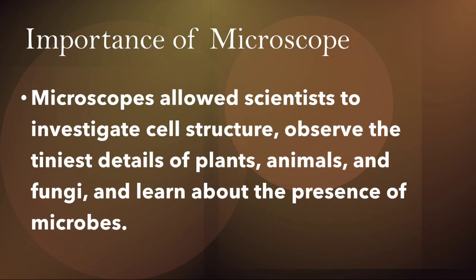Now let us look at the importance of the microscope. Microscopes allow scientists to investigate cell structure, observe the tiniest details of plants, animals, and fungi, and learn about the presence of microbes. There are things that cannot be seen with the naked eye. The microscope helps to magnify them so that we can have a proper view, especially of the cell. The microscope helps to view this very well.